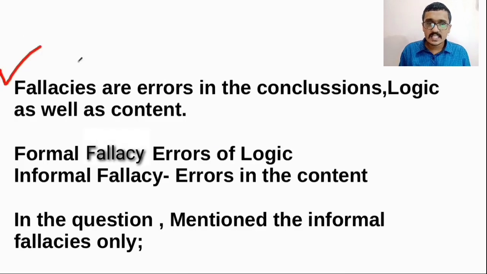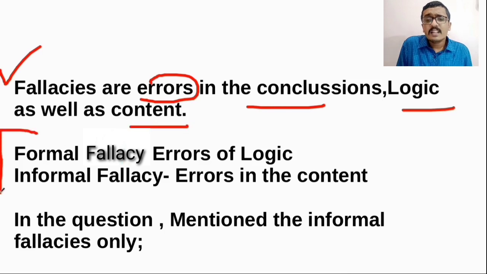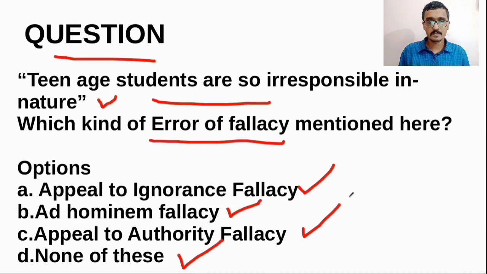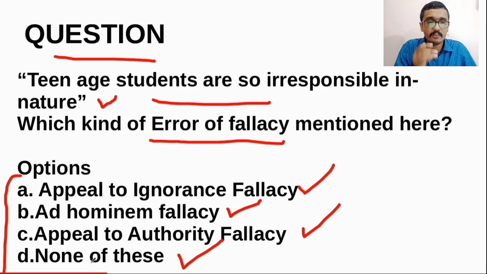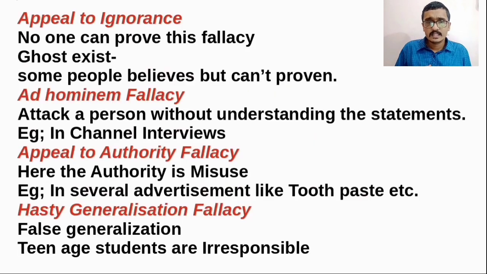We know about fallacies. What do we mean by fallacies? They are like errors, where the conclusion may contain an error. We can classify these fallacies into two aspects: formal fallacy, meaning errors in the logical aspects, and informal fallacy, meaning errors in the content. In this question, the options given are from informal fallacy.